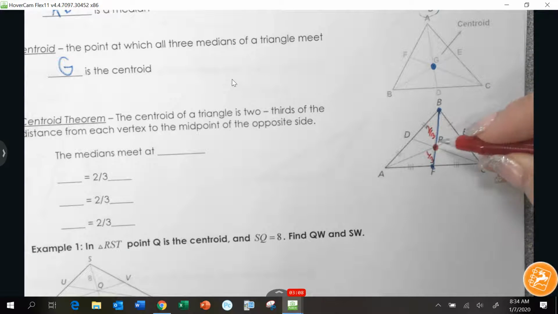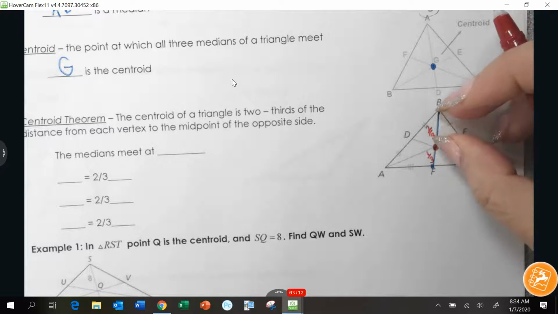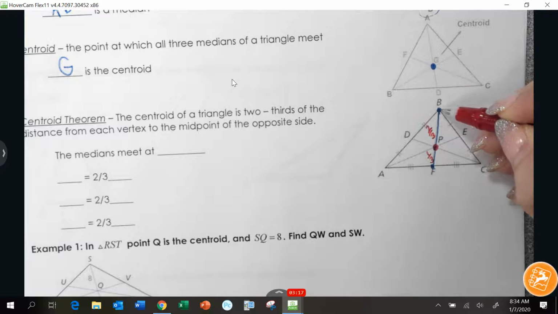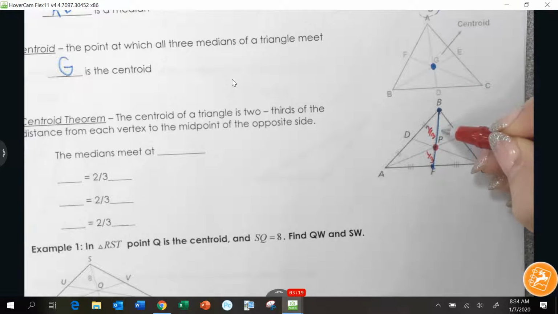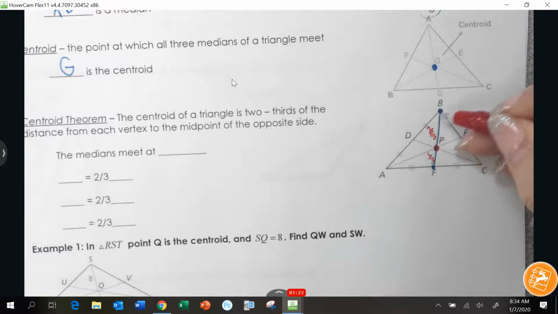So this is always true that when you find the centroid, it's going to break it down into 2 pieces. One side that goes to the vertex will be the bigger one, and it'll be 2/3 the length of the original median.